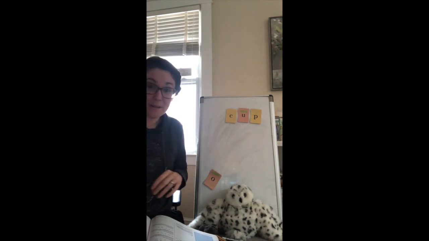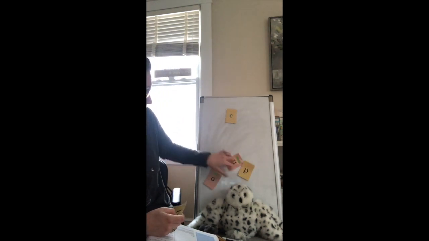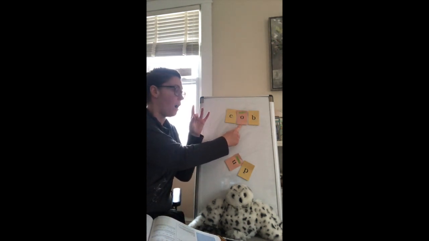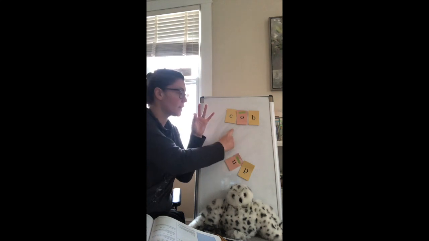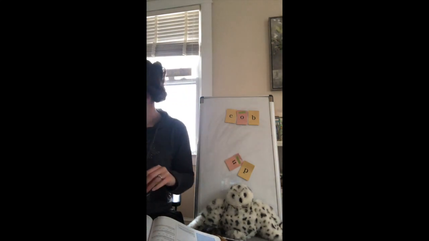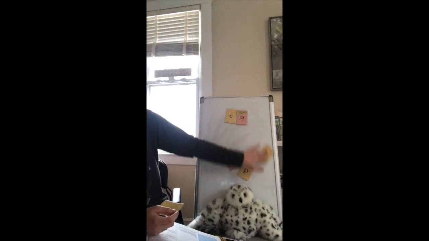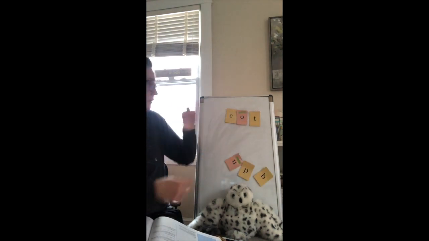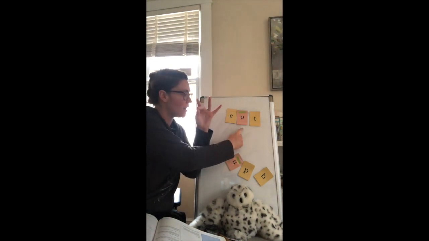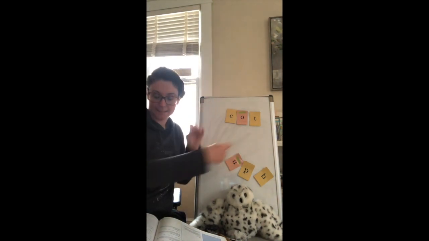I'm now changing the middle and the ending sound. Back to aw, and now b. K, ob, k, ob, cob. I'm changing the ending sound. K, aw, k, ought, caught.